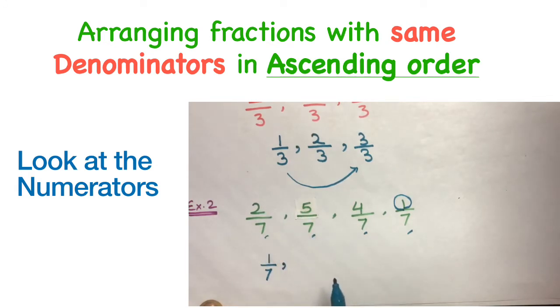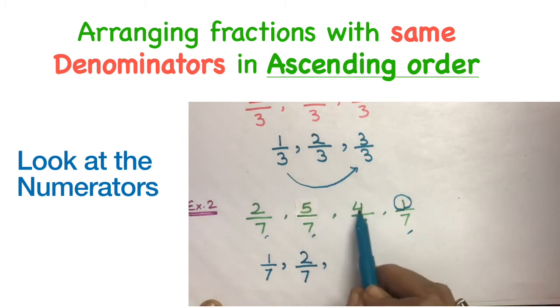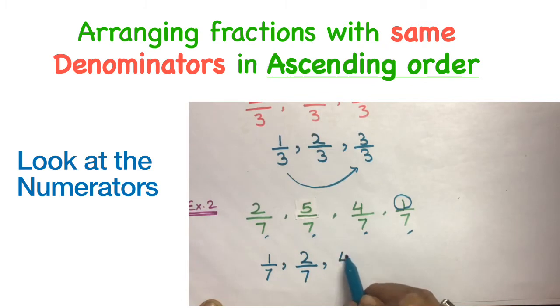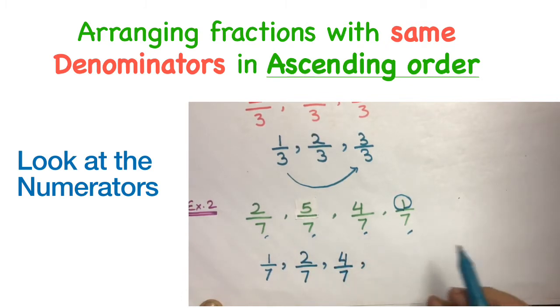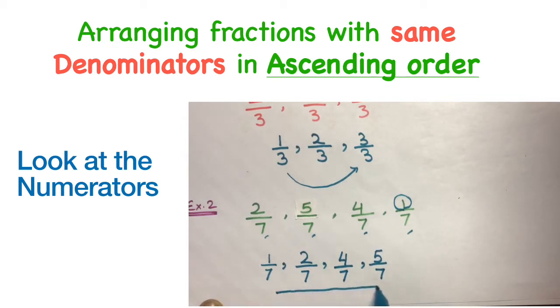2 is the smaller number. So this fraction will come next. Now 4 and 5. 4 is smaller number. So 4/7 will come next. And whatever is remaining will come at the end. So from least to greatest, smaller to bigger.